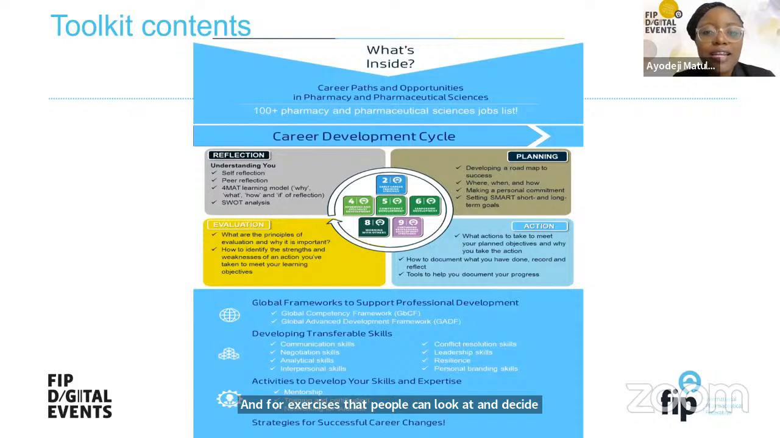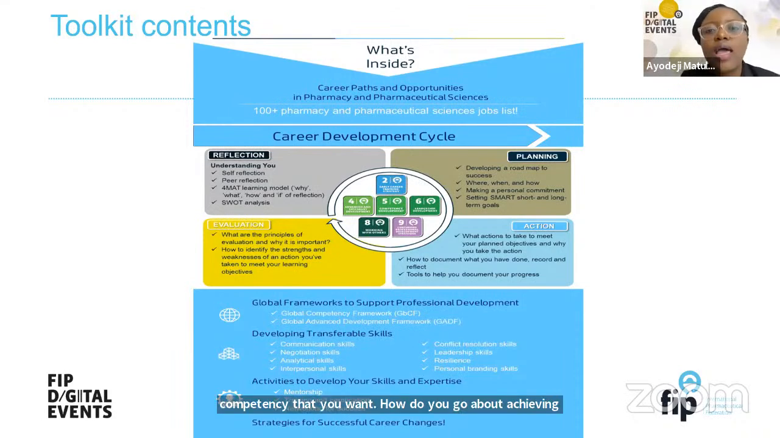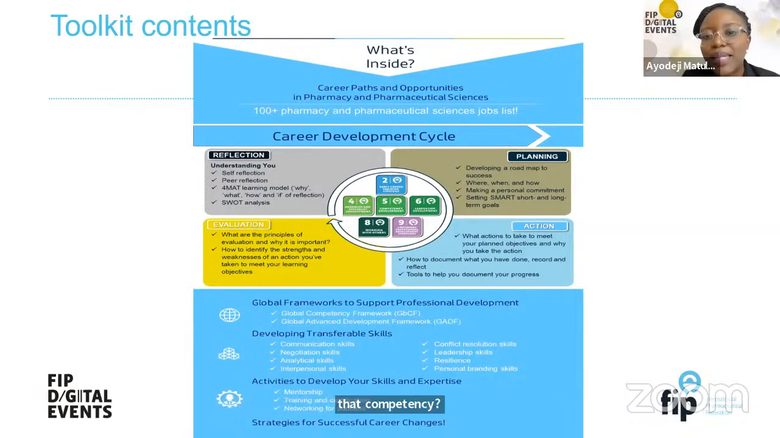The career development cycle is another chapter, which is the key part of the toolkit, and I think it is almost like the how. How do you implement the GbCF? You highlight the competency that you want, and how do you go about achieving that competency? The career development cycle in the toolkit helps people to reflect, plan, and develop an action plan and evaluate their progress.